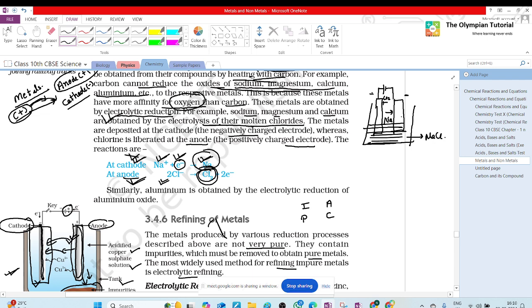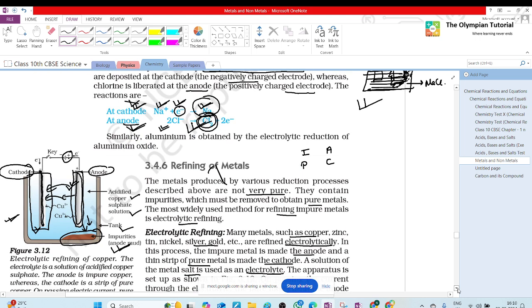Sodium, magnesium, and calcium are obtained by the electrolysis of their molten chlorides. The metals are deposited at the cathode, the negatively charged electrode, where chlorine is liberated at the anode. The reactions are similar. Are you okay with this diagram? Nothing else is given here. I checked it. Here only where we are getting chlorine, dots to show that chlorine gas is formed. We are getting chlorine in the form of gas.